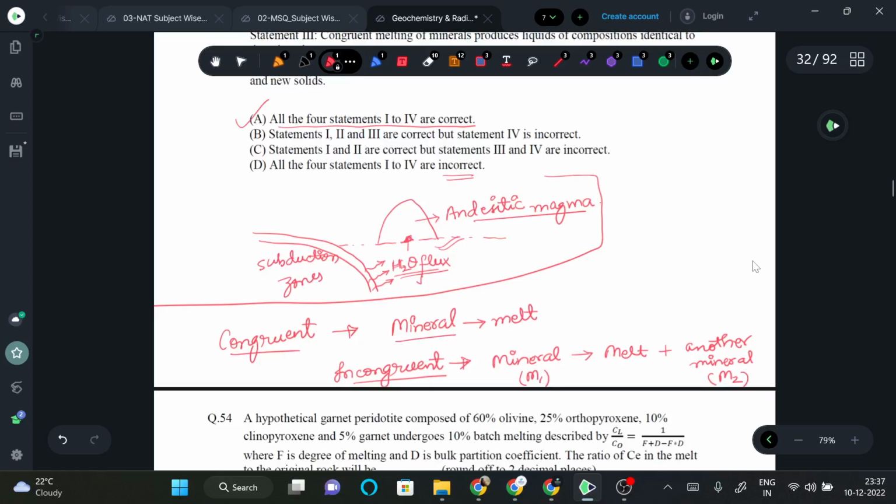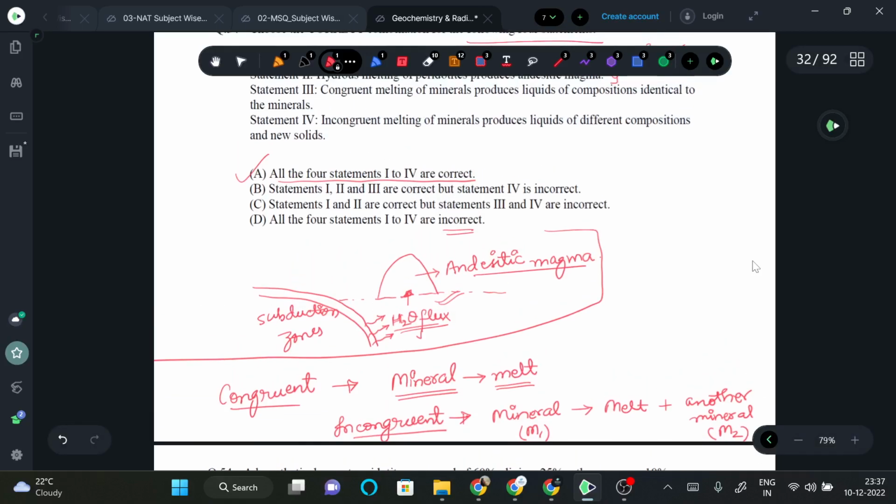And here, in congruent melting, mineral directly produces the melt. No other mineral, nothing of that sort. Do you get this? Congruent melting of minerals produces liquids of composition identical to the mineral. So this is what statement 3 is.